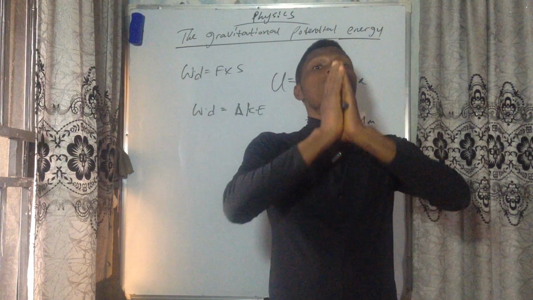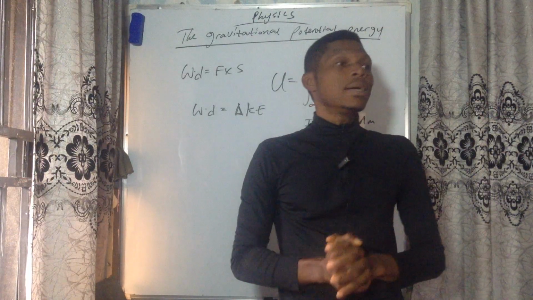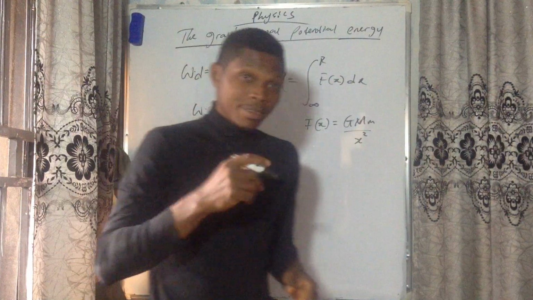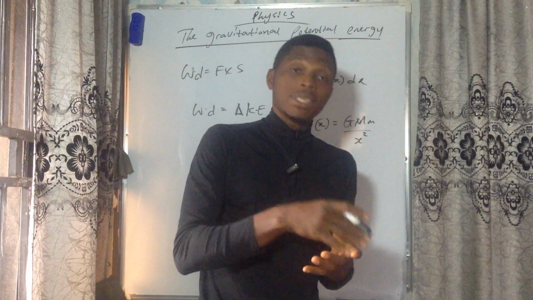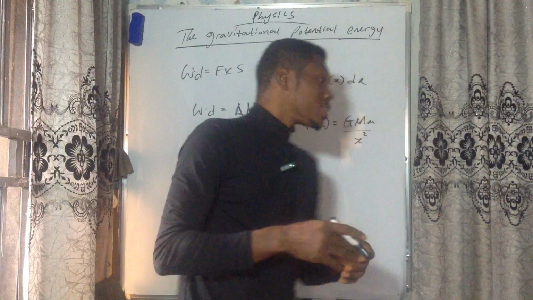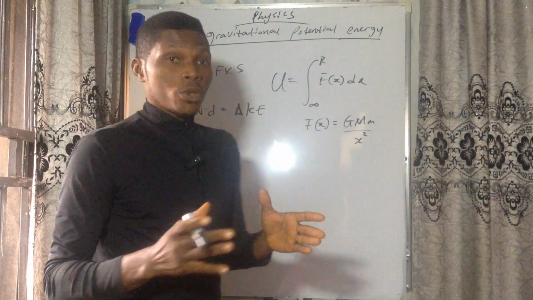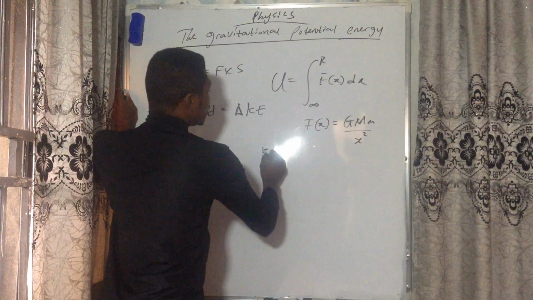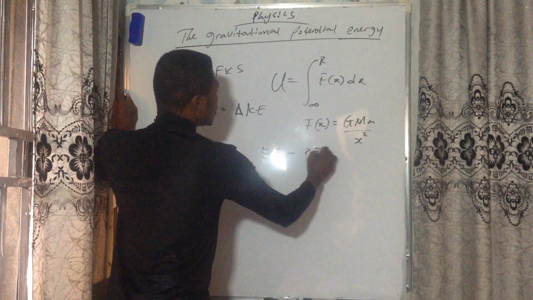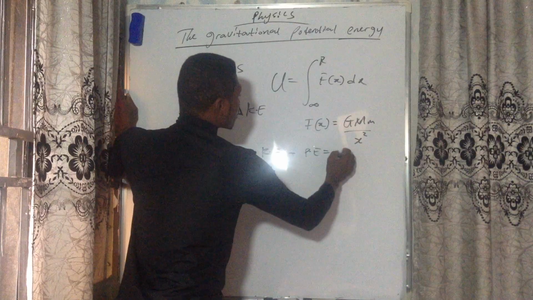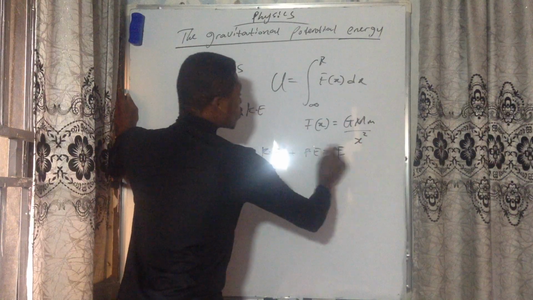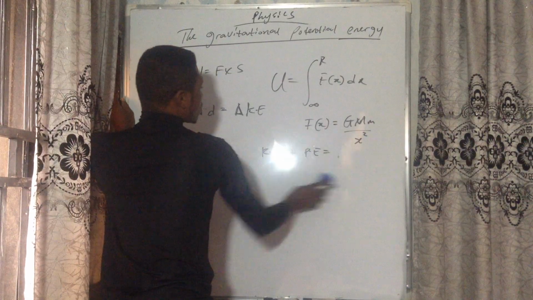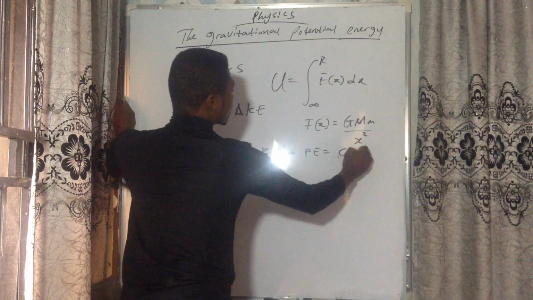So the work done is always constant. From this perspective, and from the fact that the gravitational field is a conservative field, it means that the total energy is constant. That is, kinetic energy plus potential energy is equal to a constant. That is the total energy. So let me just write it equals constant.